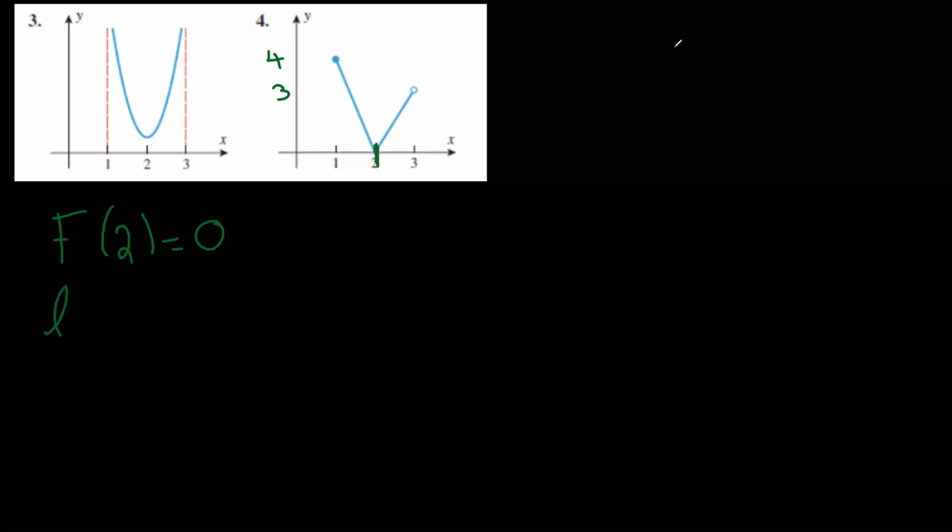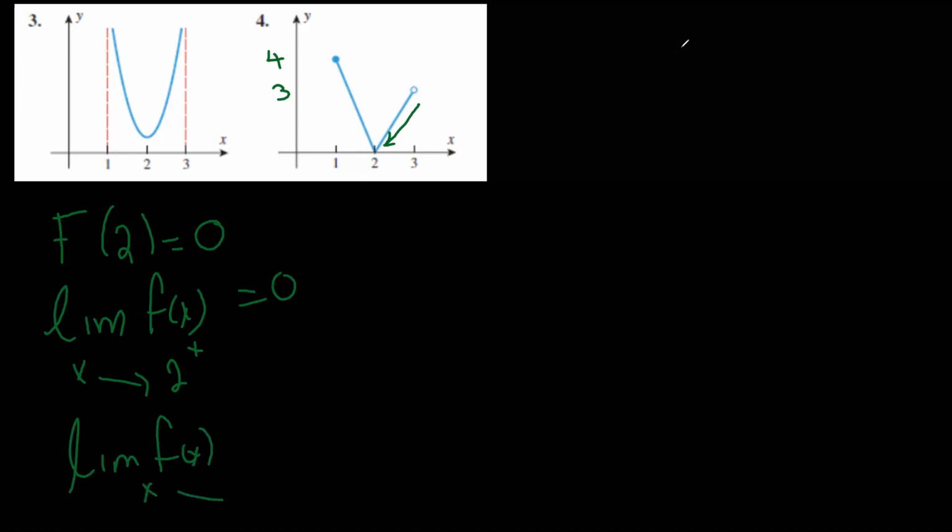0. Okay, now the limit of f of x when x approaches 2 from the right will be 0. And the limit of f of x when x approaches 2 from the left is 0 also. Does the limit exist now? Yes. So I will say the limit of f of x when x approaches 2 is equal to 0.